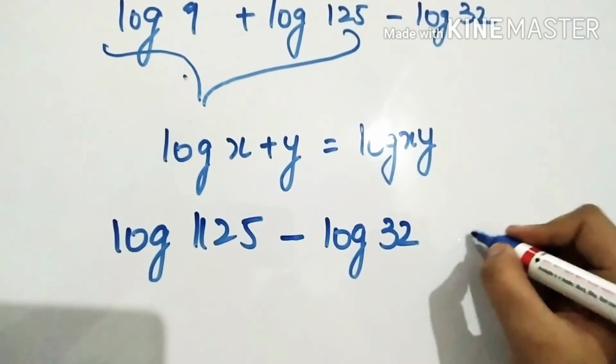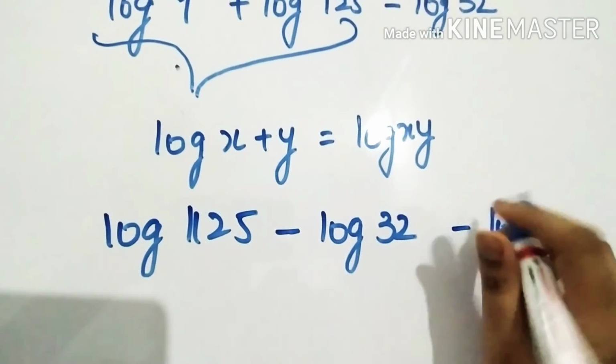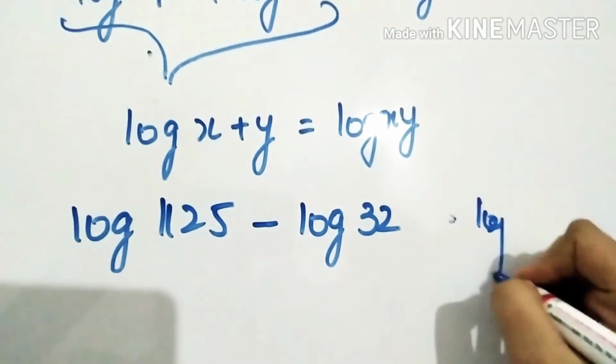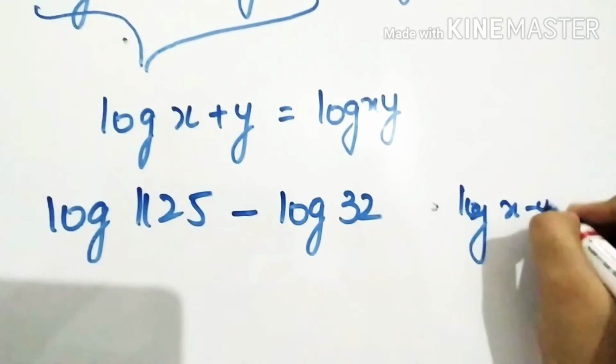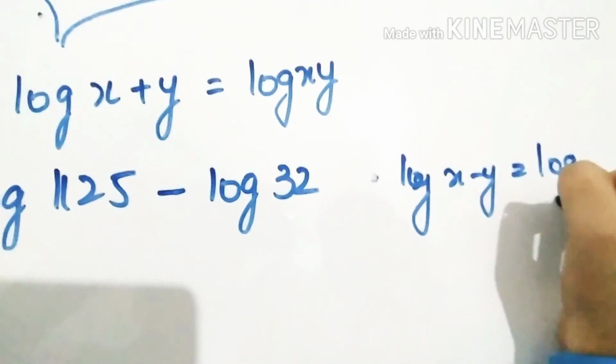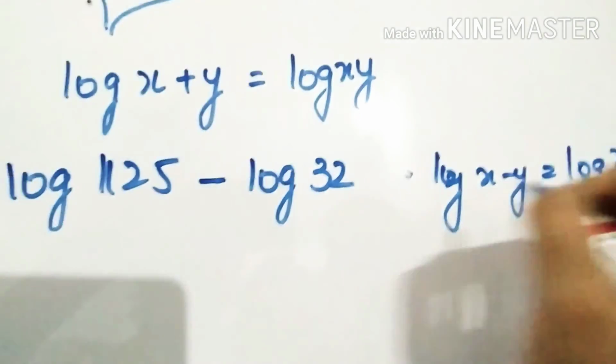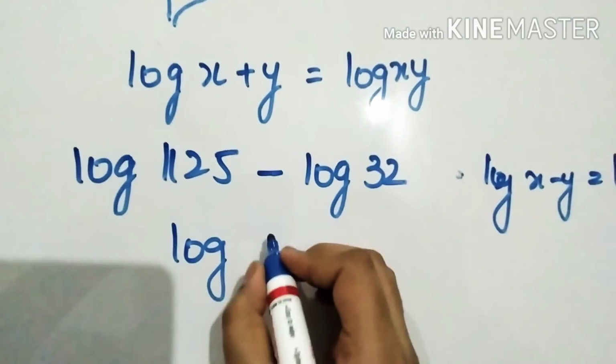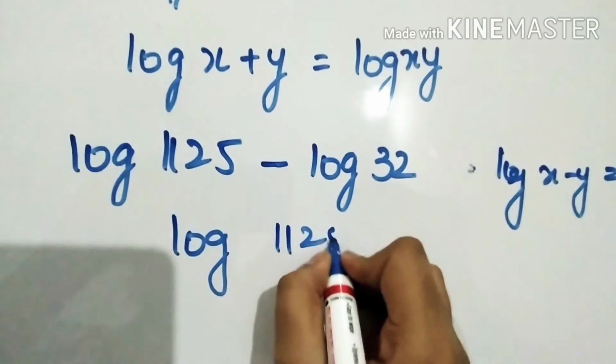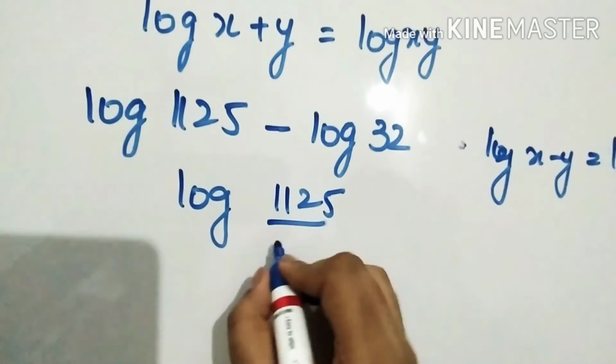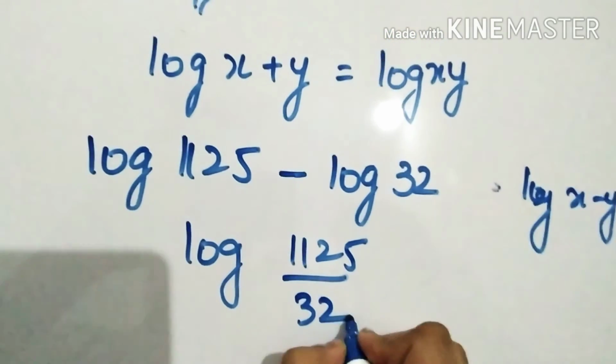This is in the form of log x minus log y is equal to log x by y. So log 1125 by 32 is the answer.